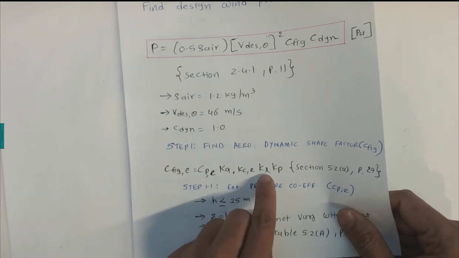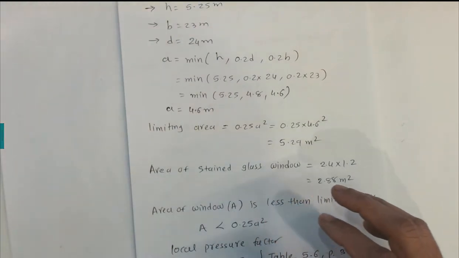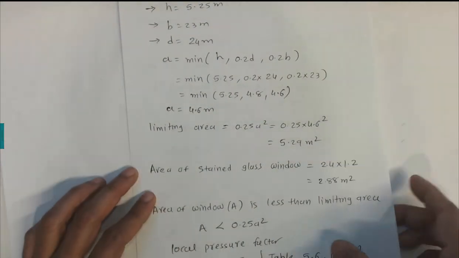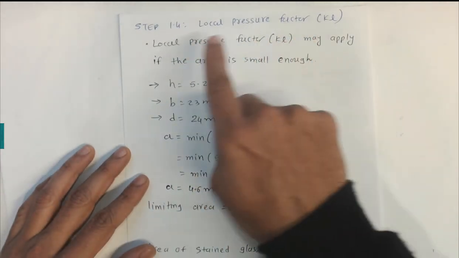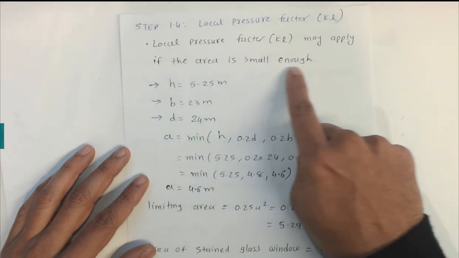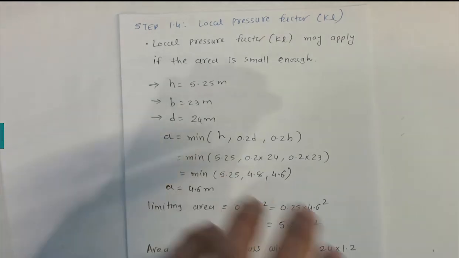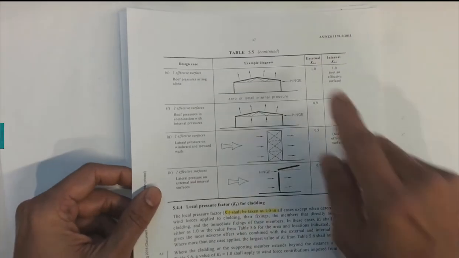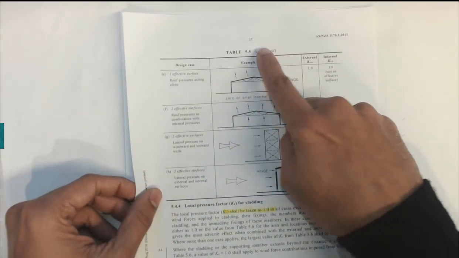Now we need to find the KL value. This KL value is the local pressure factor, step 1.4. Local pressure factor KL may apply if the area is small enough. Now we need to calculate the small a. The small a can be calculated from section 5.4.4 on page number 37.